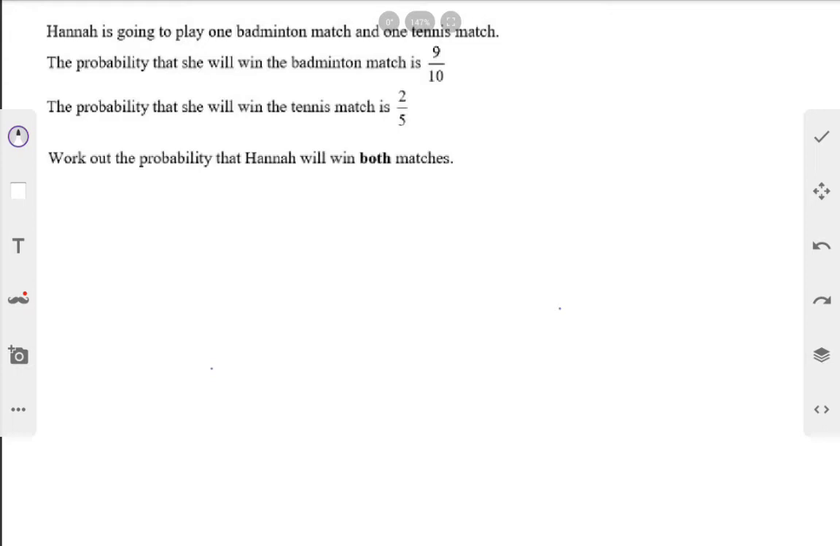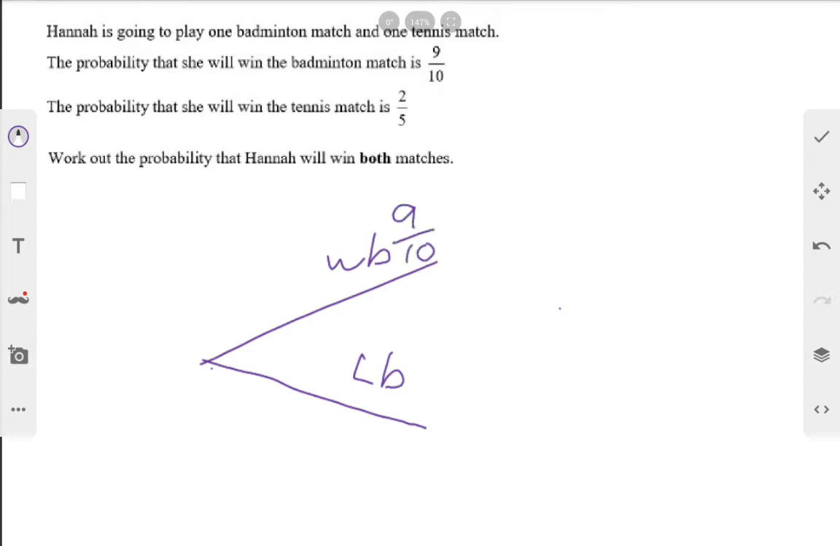The first one we'll deal with is the badminton match. This badminton match has 2 outcomes, either she wins badminton, or loses badminton. So the probability of her winning badminton is given to us as 9/10. The probability of her losing, the total outcome must add to 1. Certainty is 1. So she either will win or will lose. That is certain in this scenario. So 9/10, to get to 1, I'm going to have to add another 1/10.